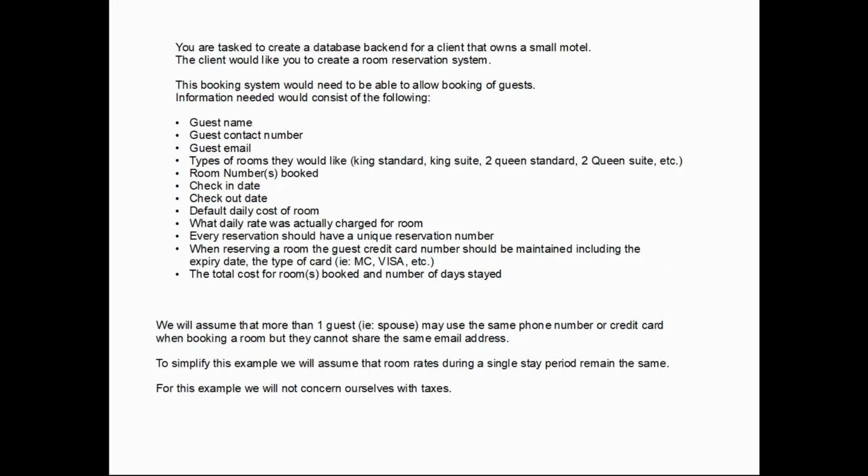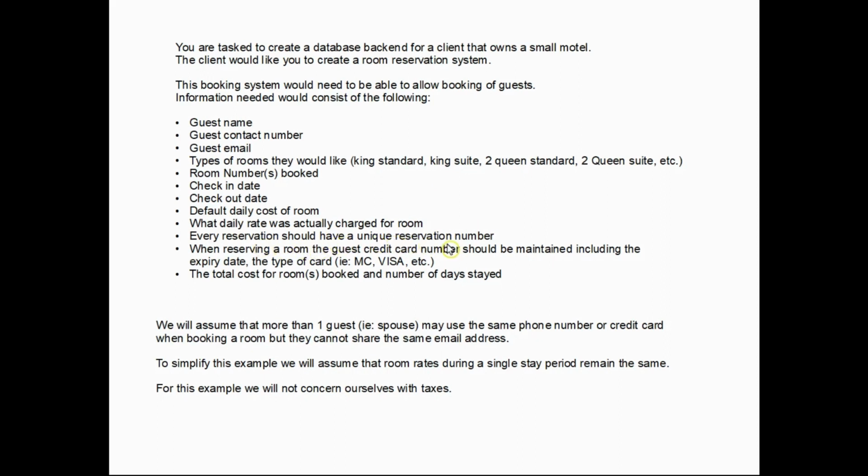So for instance, you might say a king standard suite is $100 a night, but this guy is a really good guest. He comes in a lot, so I give it to him for $90. So the default would be $100, and the actual charge would be $90. Maybe they have a CAA membership or an AAA membership or some kind of membership that they get a discount. Or if they book lots of rooms at the same time, they get a discount.